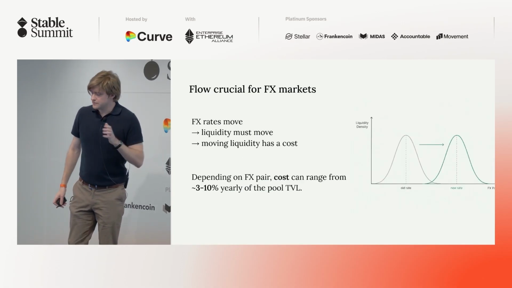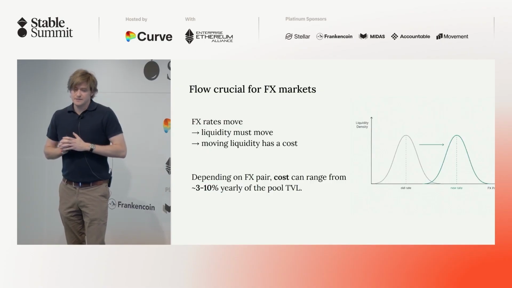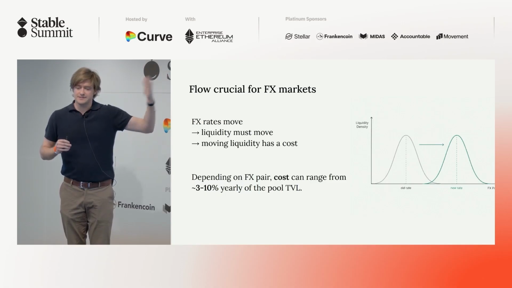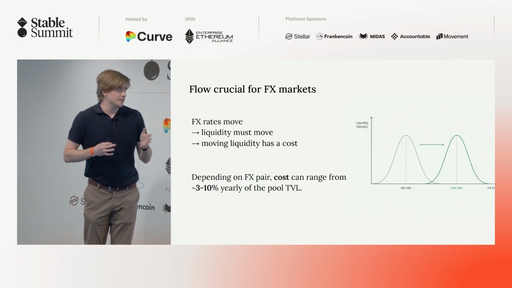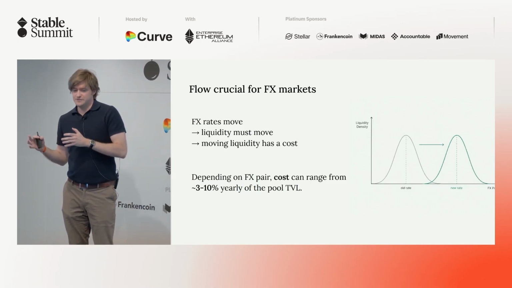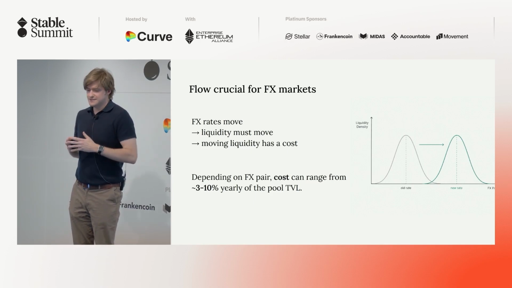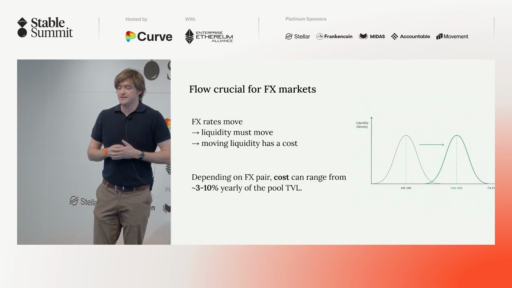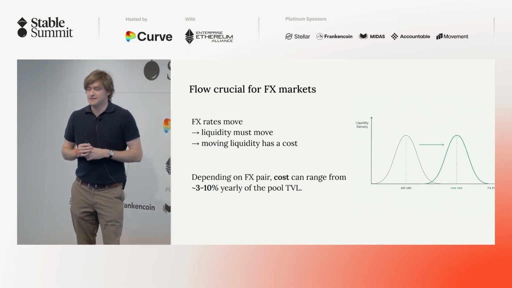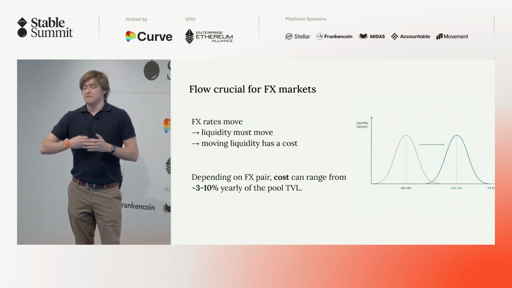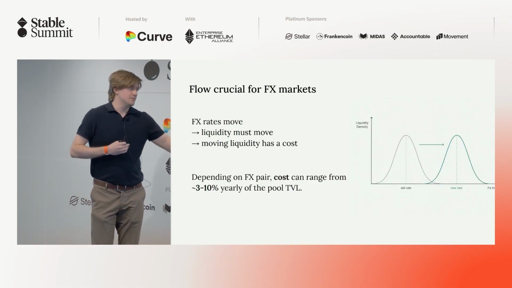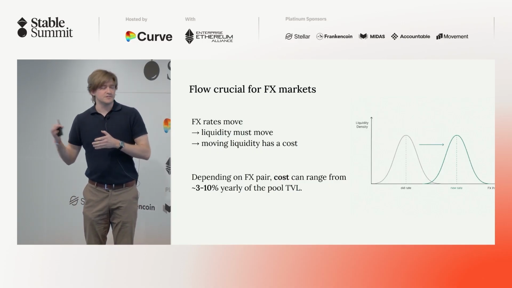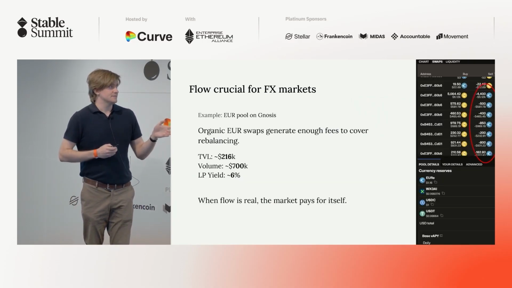Flow is even more crucial for FX markets, because if you have an FX market, you want to keep track of an off-chain rate. Then you need to move the liquidity around as the off-chain rate moves. Moving liquidity around has a cost. When we've done simulations, this can range anywhere from 3 to 10% per year of the pool's TVL that you would have to be paying all the time. If you have no flow, then you still have to keep paying this to have a pool that runs smoothly and keeps track of the off-chain rate. So that can get very expensive.